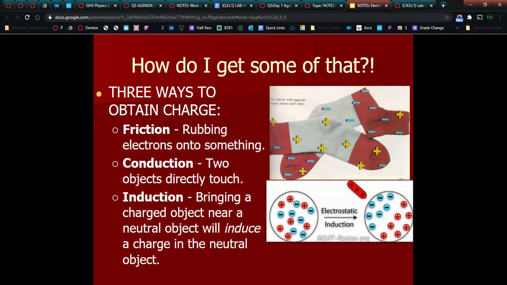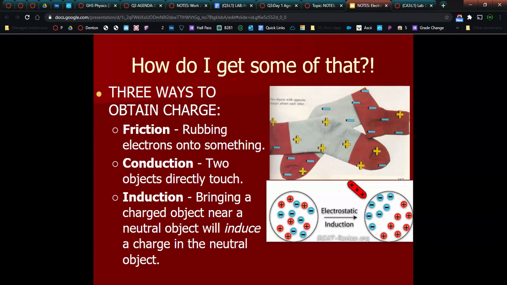All right, so charge. How do we get charge? Because everything has these charges. So the big key here is charge is never created nor destroyed. Charge is simply separated. We know things already have positive and negative charge, so to make something charged, we simply separate the charge that's already on the object. So the three ways that we do that are friction, conduction, and induction.